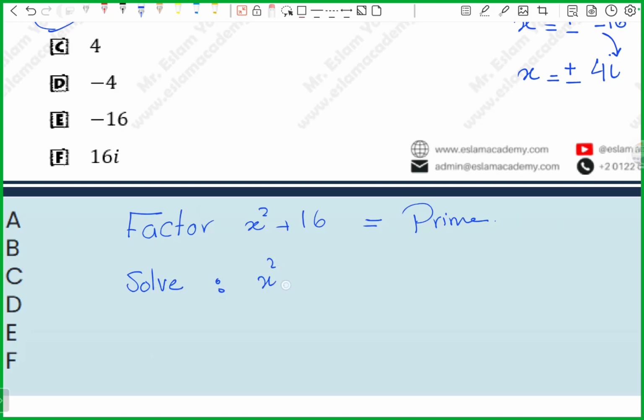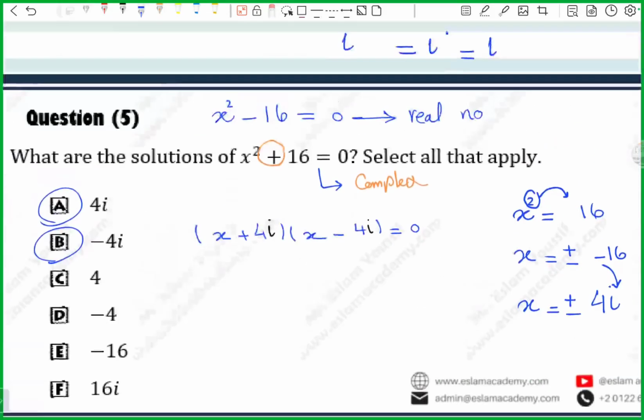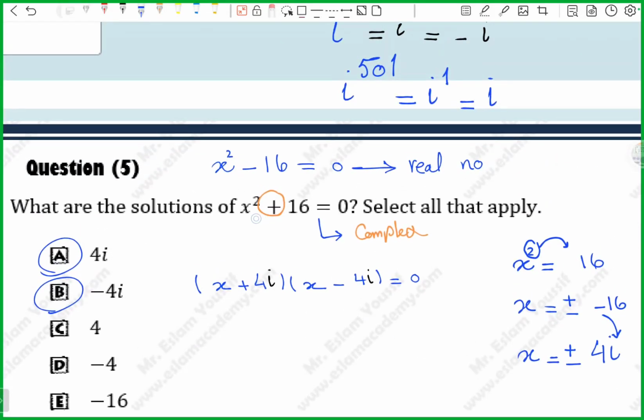x squared plus 16 equals 0. In this question, we can solve it. There is a difference between factor and solve. Factor means I need the answer to be a real number. So for x squared plus 16, if the answer must be a real number, no, we can't factorize it, but we can solve it.